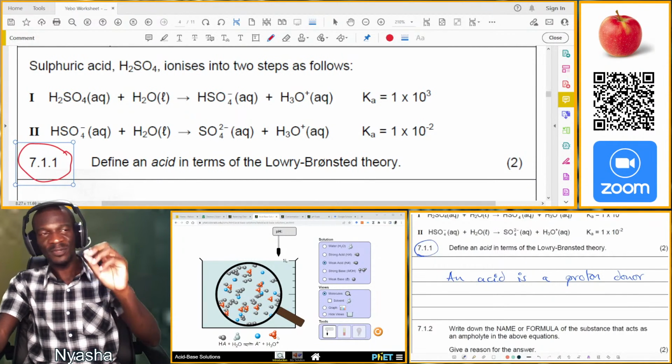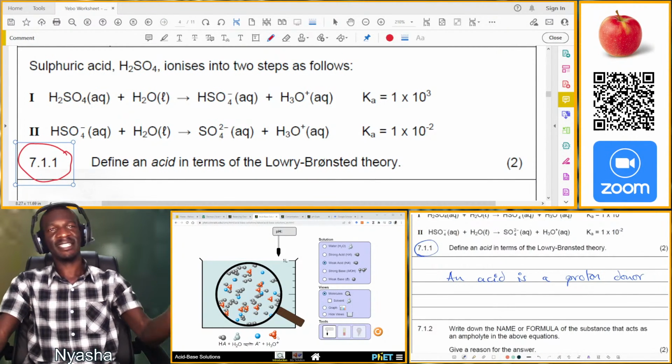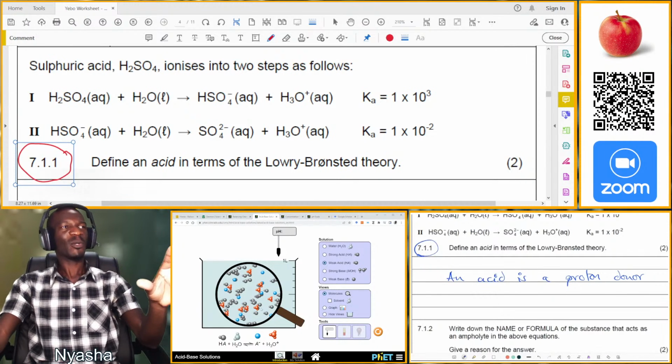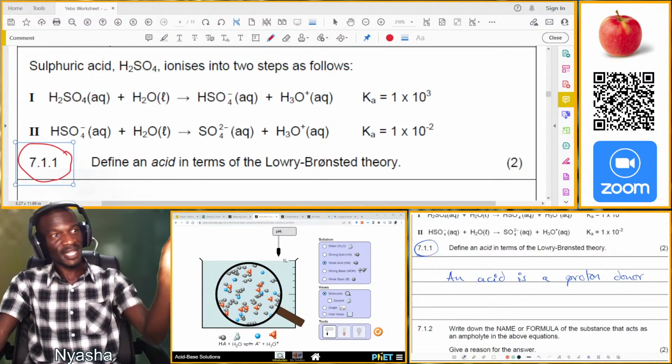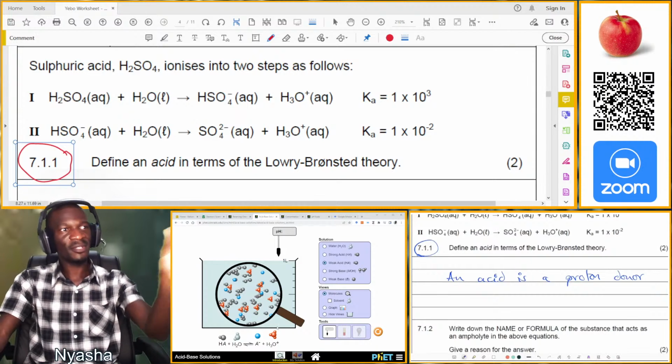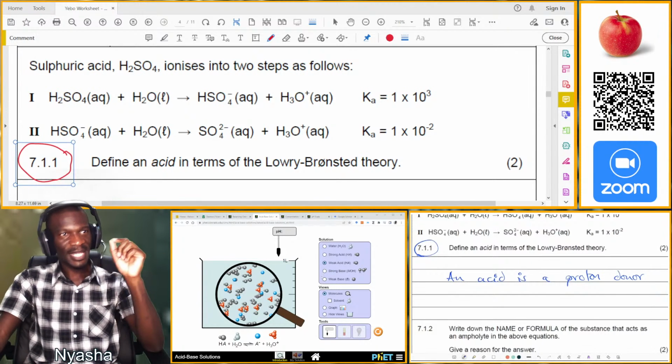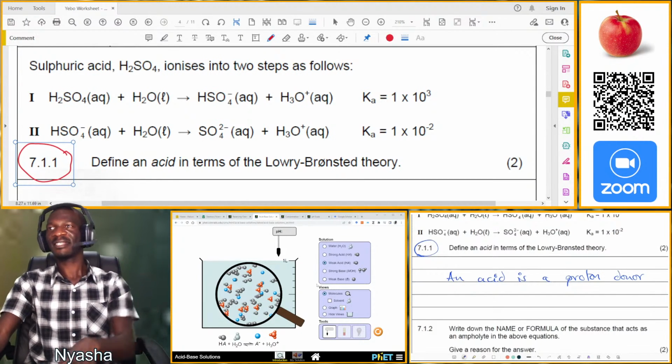So if it were a strong acid, we would have this all shaded in what? In blue and orange. But look, we still have some of the acid molecules. Can you see? In fact, we still have most of the acid molecules and very few of the anion and the hydronium. That's what a weak acid is: it partially dissociates, right?